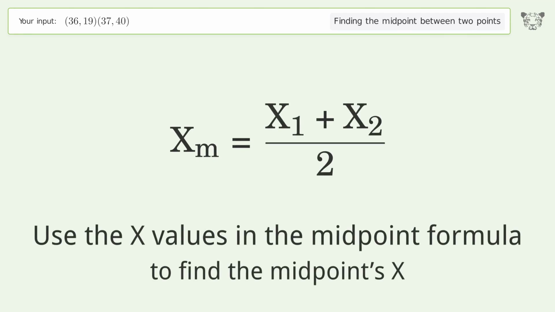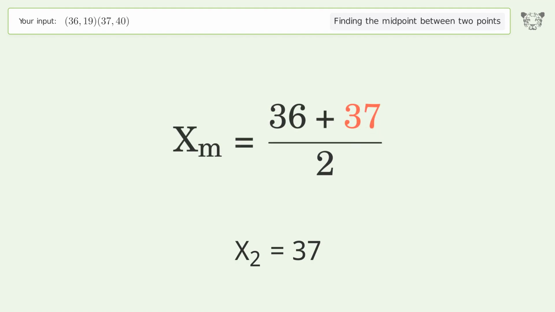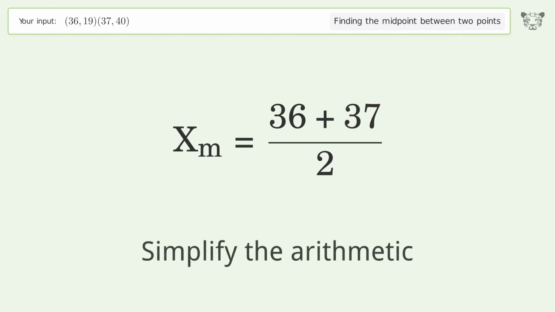Use the x values in the midpoint formula to find the midpoint's x. x1 equals 36. x2 equals 37. Simplify the arithmetic.